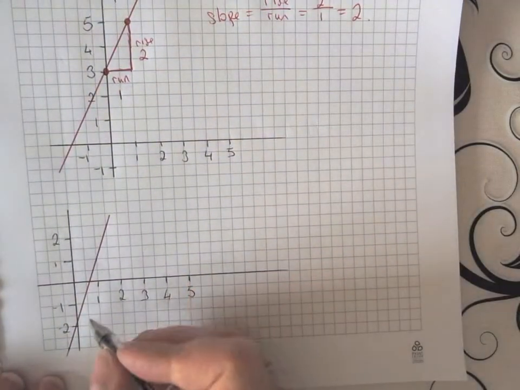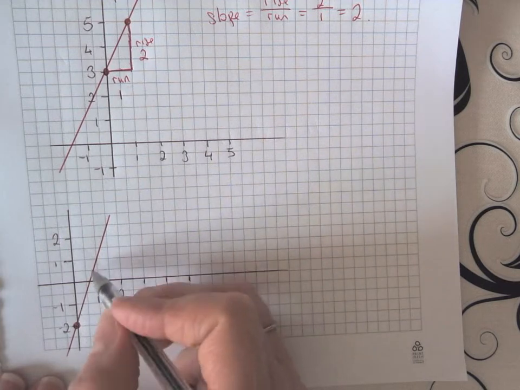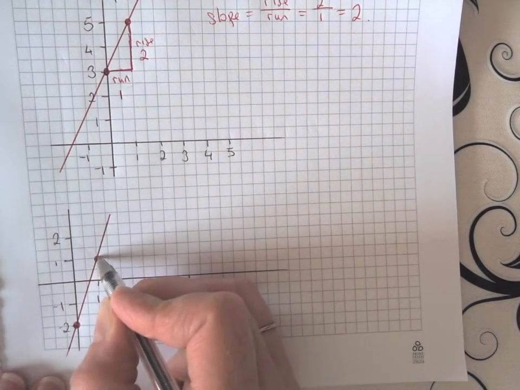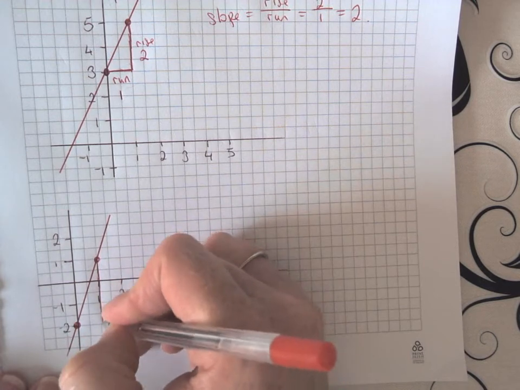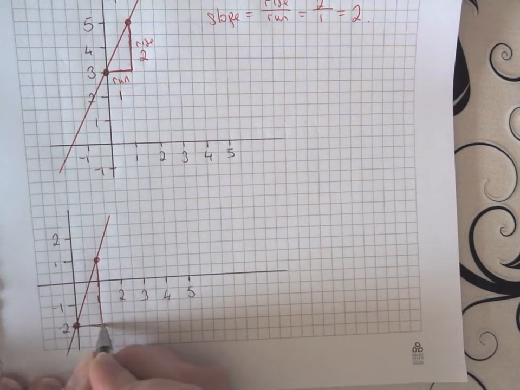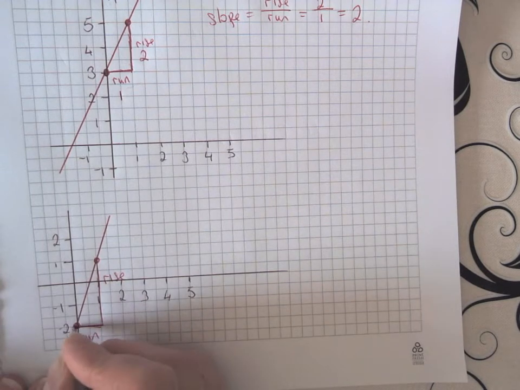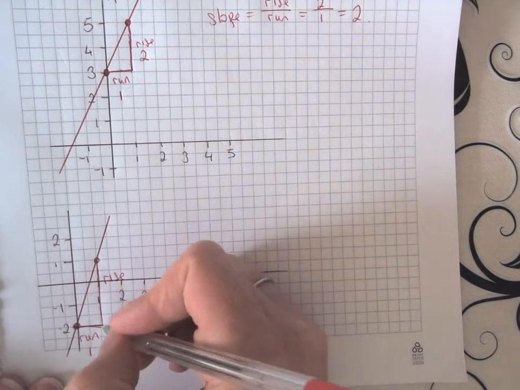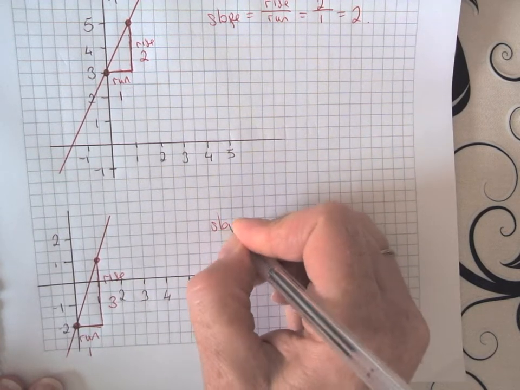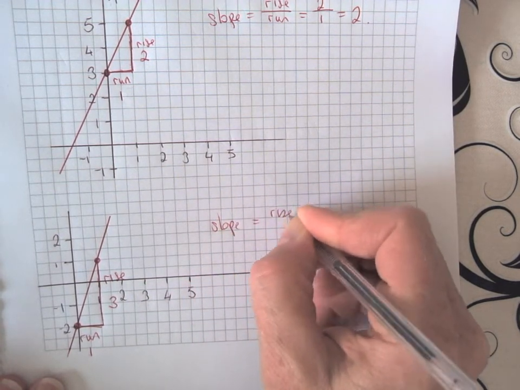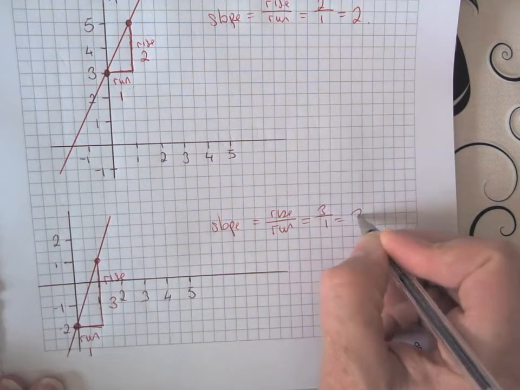The last one, again I'm going to take my y-intercept, this number here, and then I'm going to take this one up here. So it doesn't matter how big or small your triangle is, when you cancel down your fraction it's always going to give you the same slope once you've done it right. So again, this is my rise, this is my run. My run is 1, my rise is 1, 2, 3. So slope is equal to rise over run, so 3 over 1, which is 3.